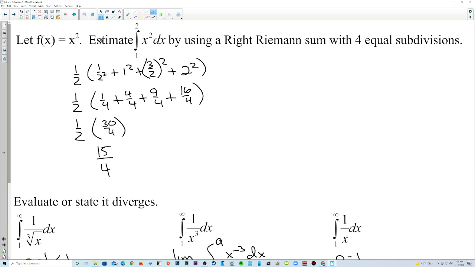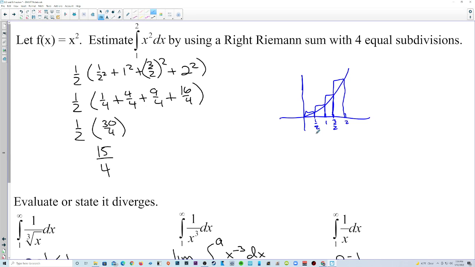Let f of x equal x squared. Estimate this integral by using a right Riemann sum with 4 equal subdivisions. Well, we're integrating x squared, so let me draw roughly. X squared, and then that's going to be a half, 1, 3 halves, and then 2. So here's the rectangles, and the bases should be perfectly 1/2. These are a little off.